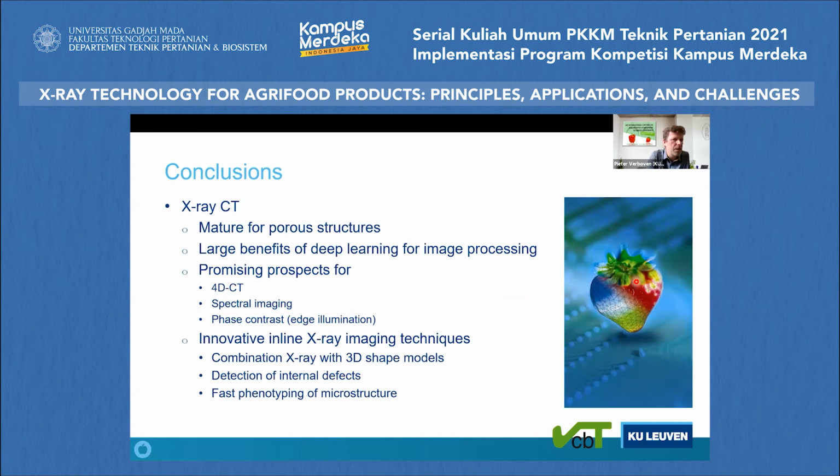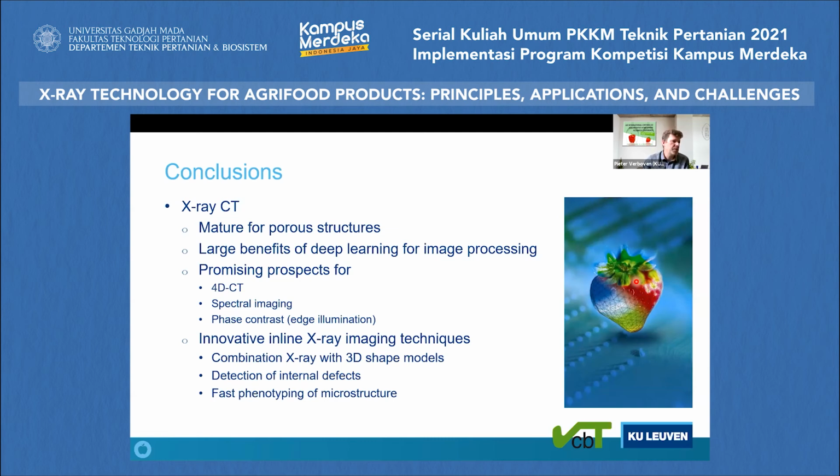So in conclusion, I've shown you that X-ray imaging is a very mature technology today. It's very convenient to look at porous structures, foods, not only fruits and vegetables, but many other foods. We see a lot of benefits of deep learning in the image processing pipelines today. So where we conventionally need to do a lot of things manually, today it becomes much easier to do if you have the appropriate algorithms, of course, and they are trained well.